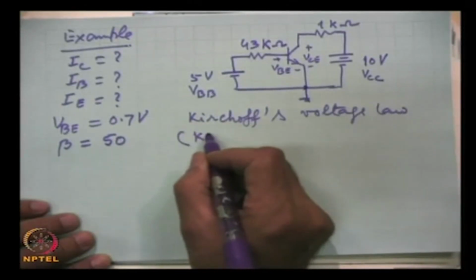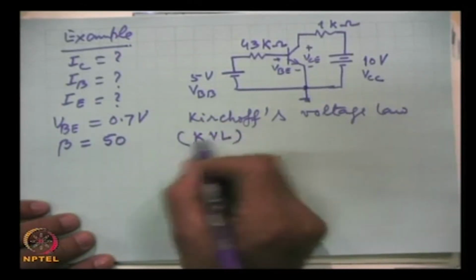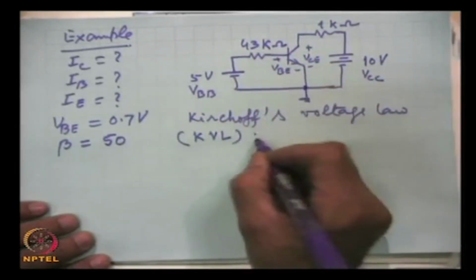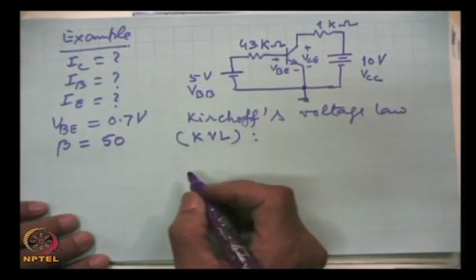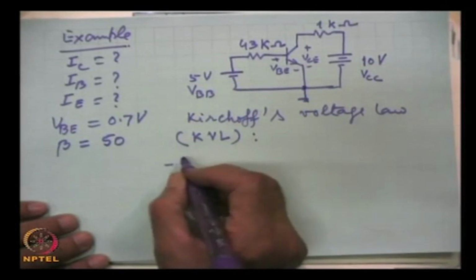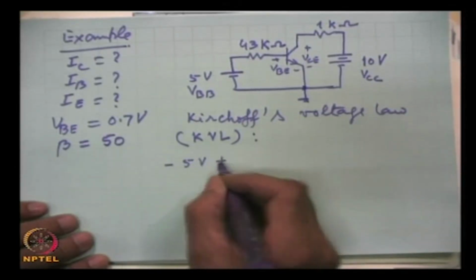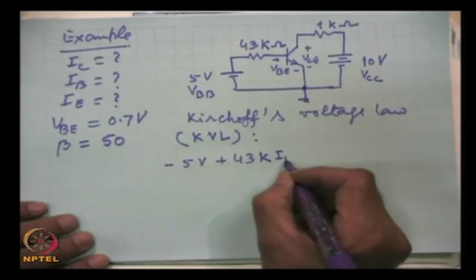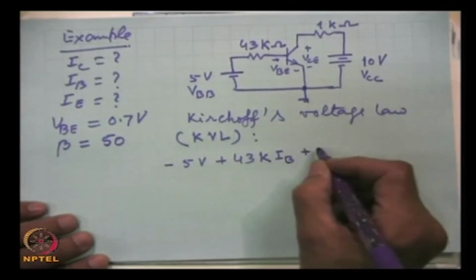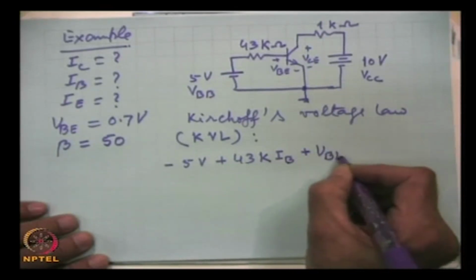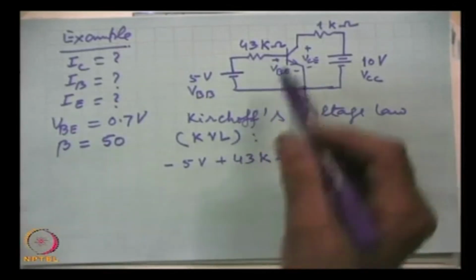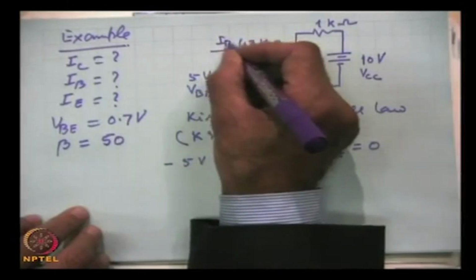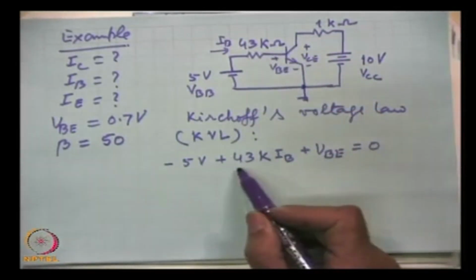popularly known as KVL, Kirchhoff's voltage law, which is the summation of voltages in a closed loop. If we write the equation, then we will get this summation. Here there is a current I B. So, the voltage drop here is 43 K times I B.